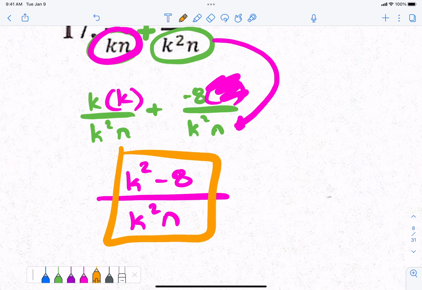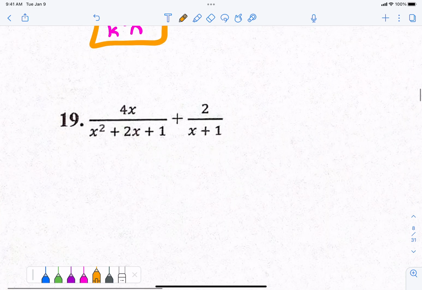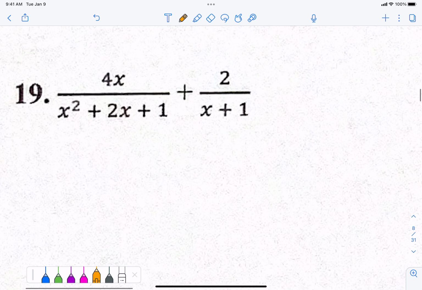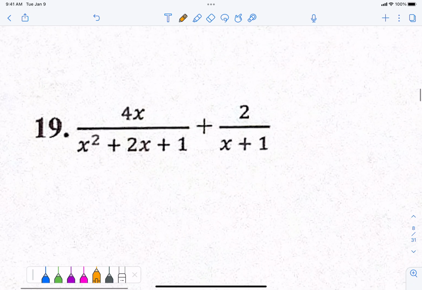Okay, K, that's a lot of okay. K's. All right. Good? That was 17. Is this getting easier as we go along? All right, 19. Oh, we do it. This one looks ugly. Is this the last one? Nope, we've got 21.